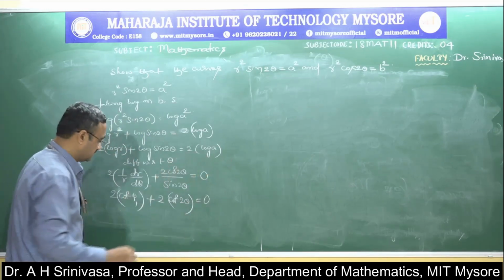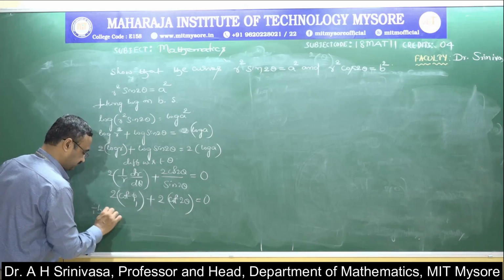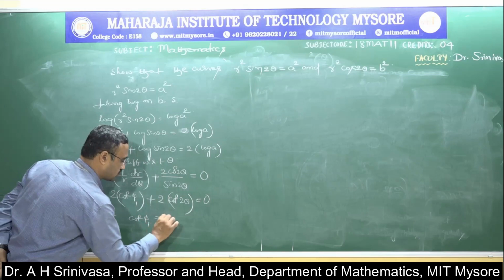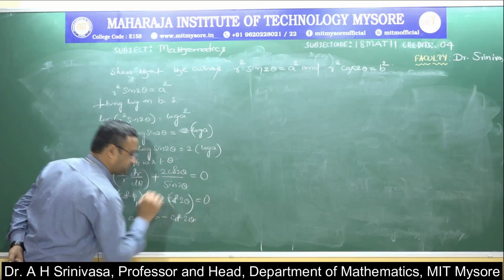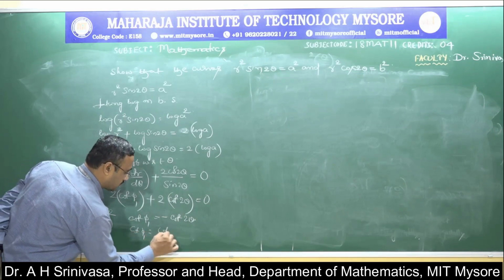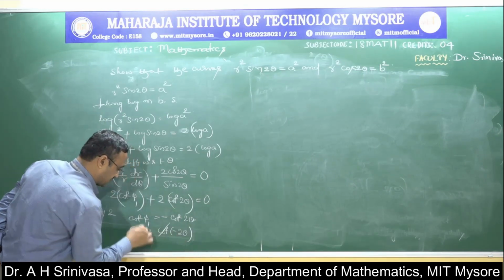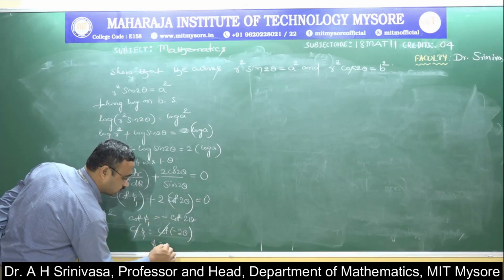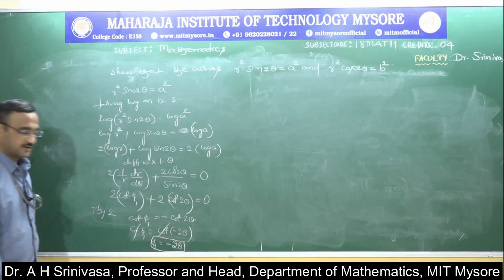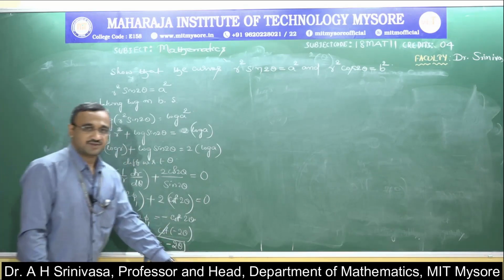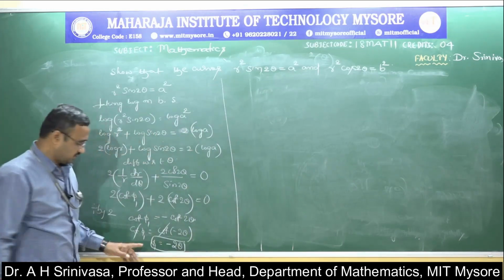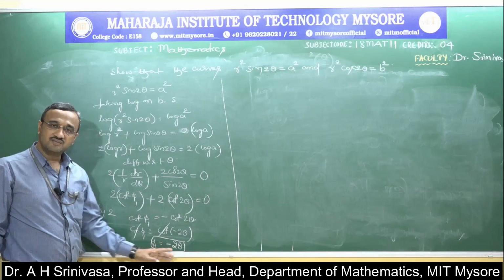Send this function to the other side. So divide by 2, then send this function to the other side. Cot phi 1 equal to minus of cot 2 theta. Or simply cot phi 1 equal to cot of minus 2 theta. Now by cancellation, phi 1 equal to minus 2 theta. This is also another form to show the curves intersect orthogonally. What I am doing here now, I am extracting phi 1 very easily.